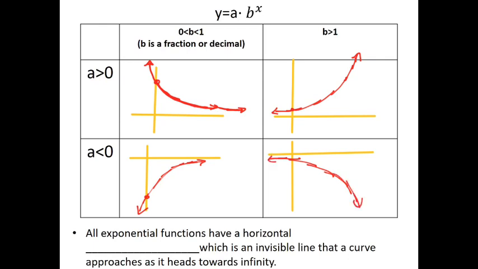Okay? Now, a term that we need to know is this says all exponential functions have a horizontal blank, which is an invisible line that the curve approaches as it heads towards infinity. So, for example, we said that this graph is going to get really, really small, but it's never going to quite get to 0, right? That's because there's this invisible line along 0, really in all of these graphs, that our graph's going to get super close to, but it's never going to quite touch it. And that line, that dotted line that I drew for all these, and I'm not making this up, that's called an asymptote.